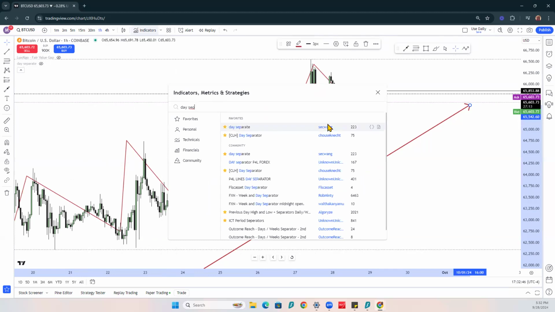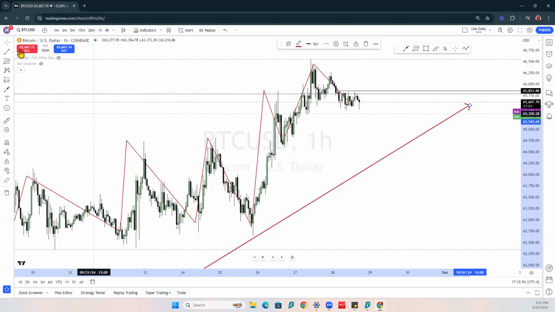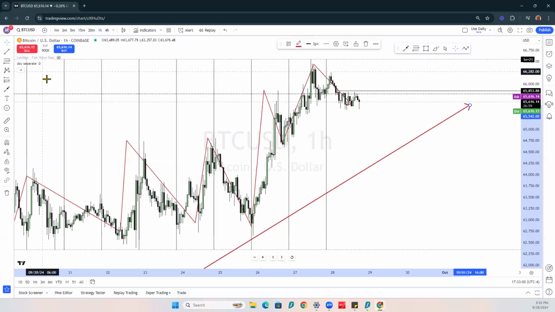Okay, day separator by SECWANG. You're going to highlight and star this separator so you can put the separator on your chart. So I already have it here. Okay, and this is what it looks like. So I'm on the hourly, so you want to place it on the hourly.